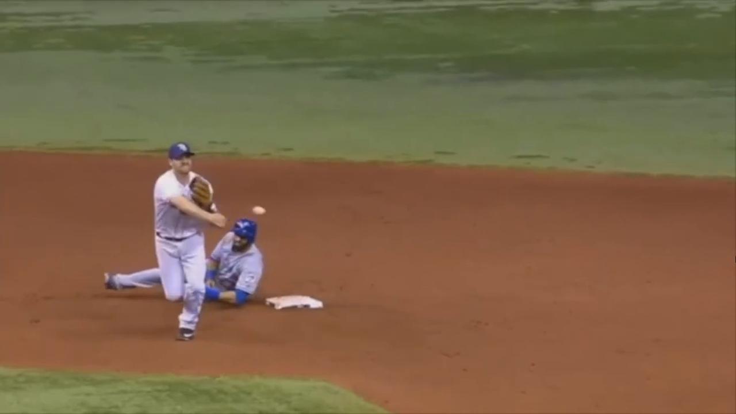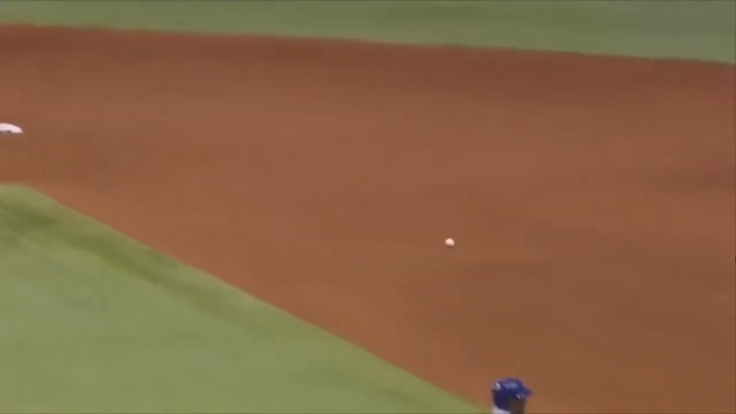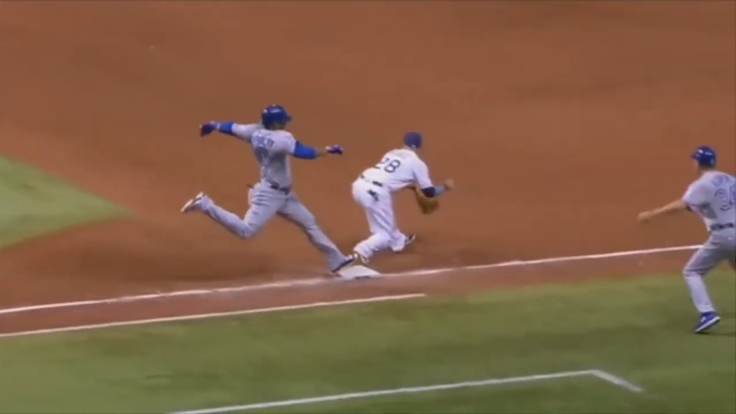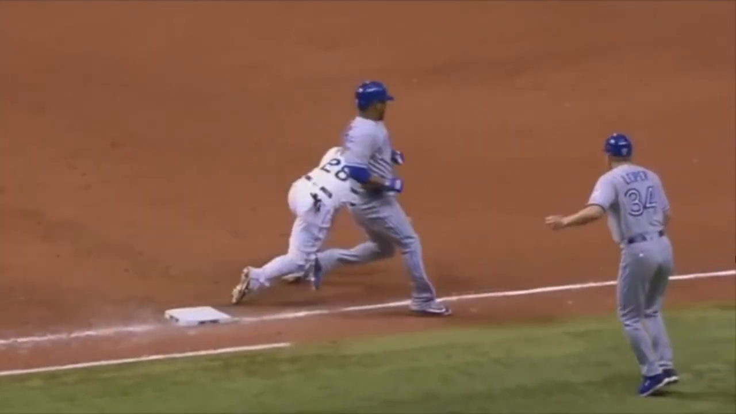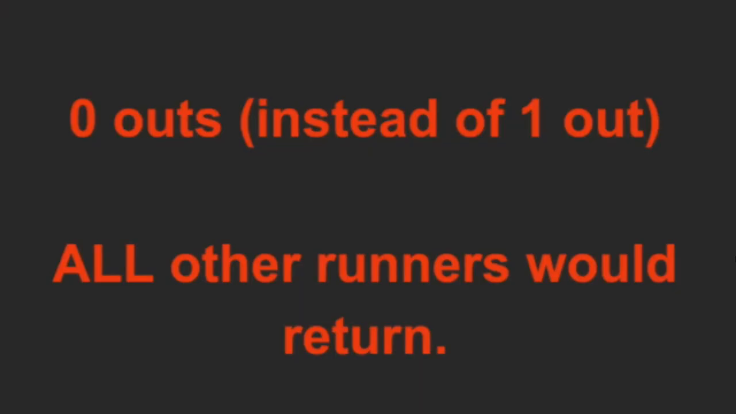Now, if there was already one out, the runs wouldn't count, but if there was nobody out, R1, R3, and R2 would return. So if there was 0 out instead of 1, all the other runners would return to the base that they were at the time of the pitch. So bases loaded, 1 out situation, and because of the illegal slide, that runner was called out, but so was the batter runner, and it ended the game.